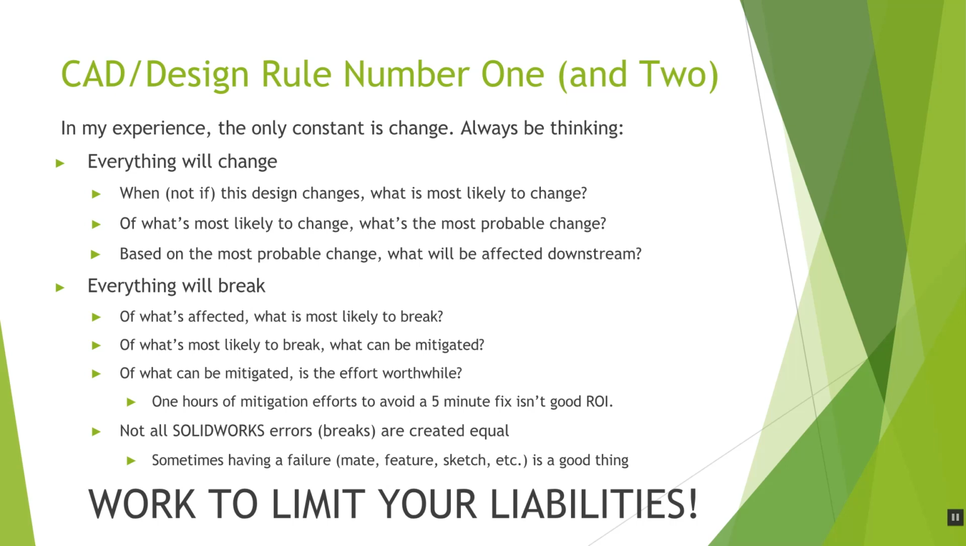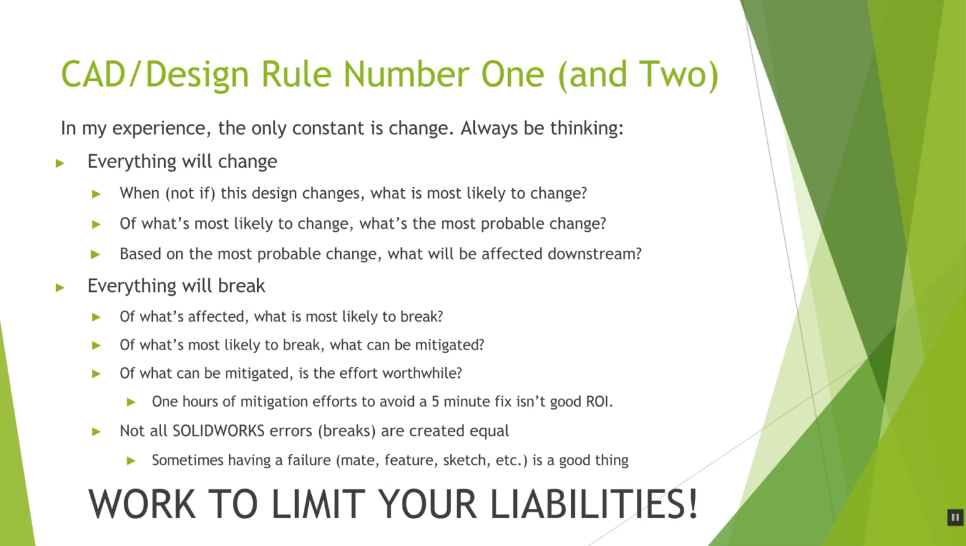Rule number 2, or the second part, everything will break. So some of the logic that we work through here is everything will change, not if. And so when something changes, what's most likely to change? If I draw a table, what's most likely to change on this table? Probably not the thickness of the wood, but probably the size of the table, the radiuses, the chamfers, something like that, right? The wood is probably pretty consistent from a probability standpoint.